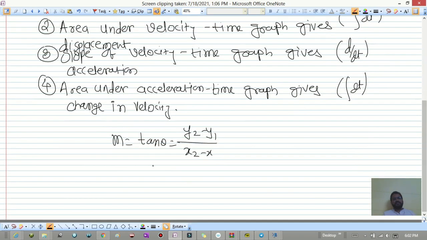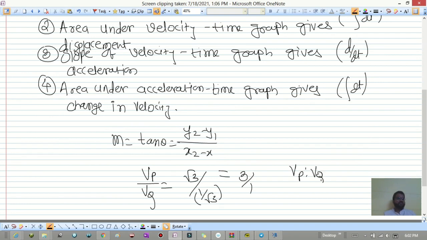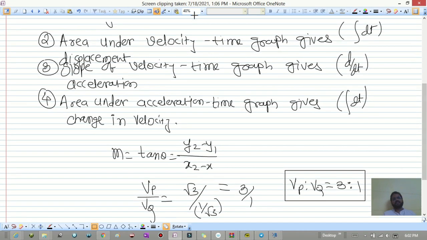They want Vp by Vq. So I'll write over here, it is Vp divided by Vq, that is what they want. So root 3 divided by 1 by root 3, the denominator's denominator will be in the numerator. So 3 by 1. So Vp is to Vq is equal to 3 is to 1. So I hope all these things are clear to you all.